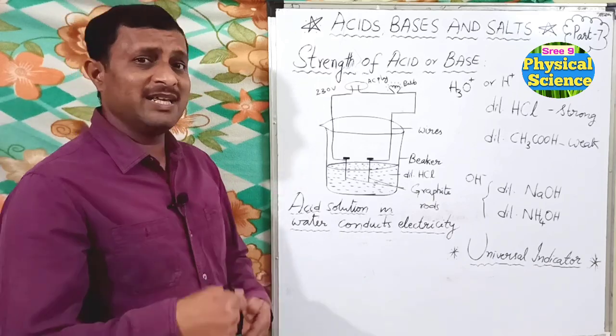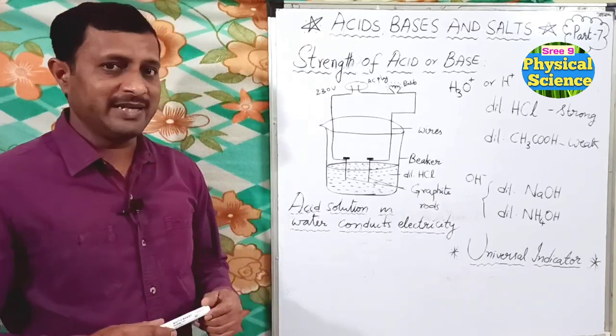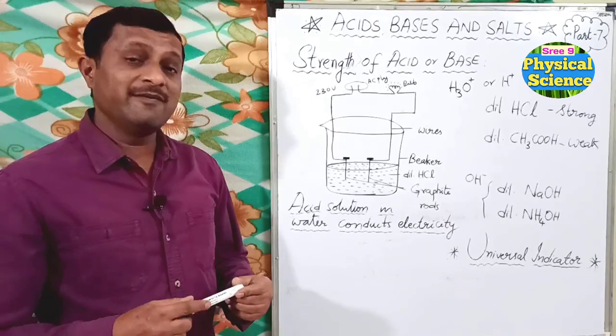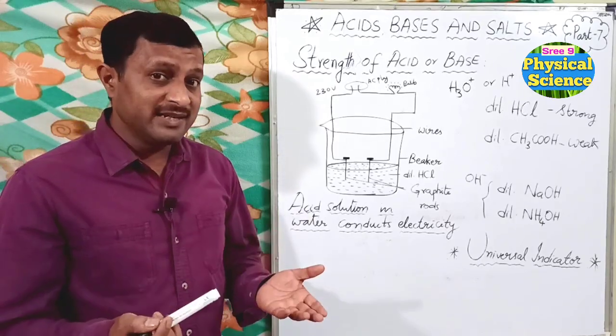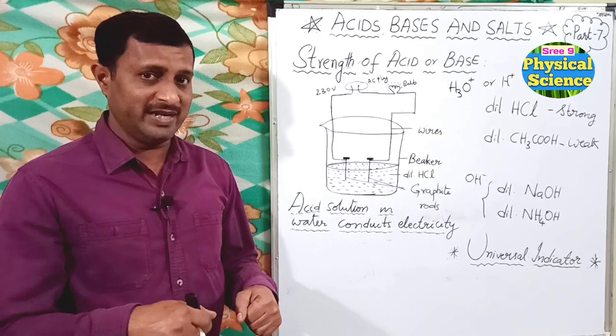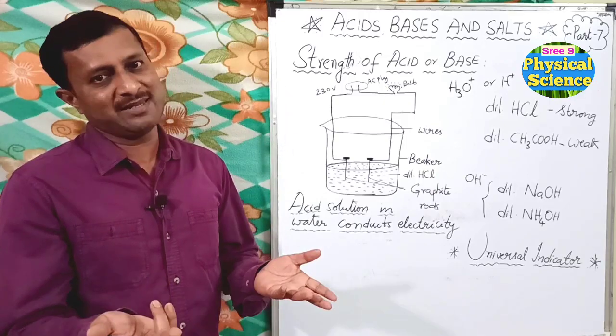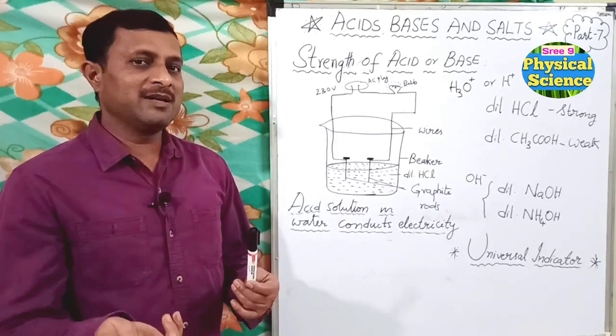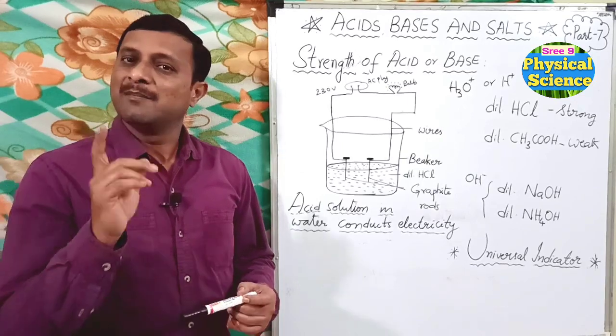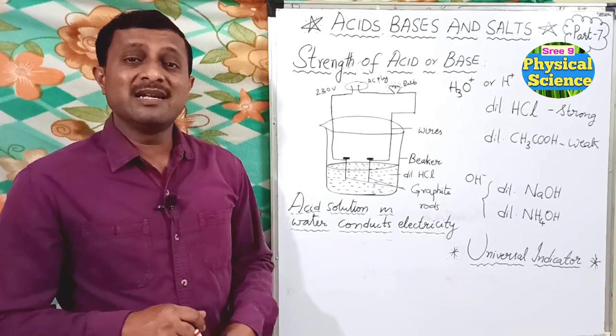Now there is another way to decide whether an acid is strong or weak. Same for the base also. We can decide whether an acid or a base is strong or weak by using universal indicators.